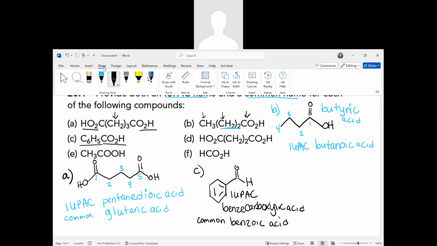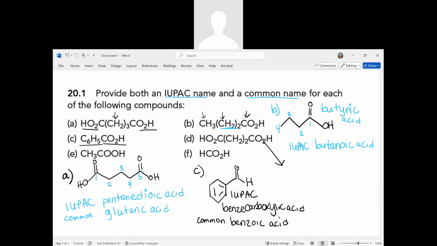All right, let's try to draw D over here. And for D, again, we have a dicarboxylic acid. We see 2 of those COOH functional groups, right? So here and here. And then in the middle, I'm going to have another 2 CH2 groups. So I have OH with my carbonyls on both ends, and then I go back and make sure that I have 2 CH2 groups in the middle.